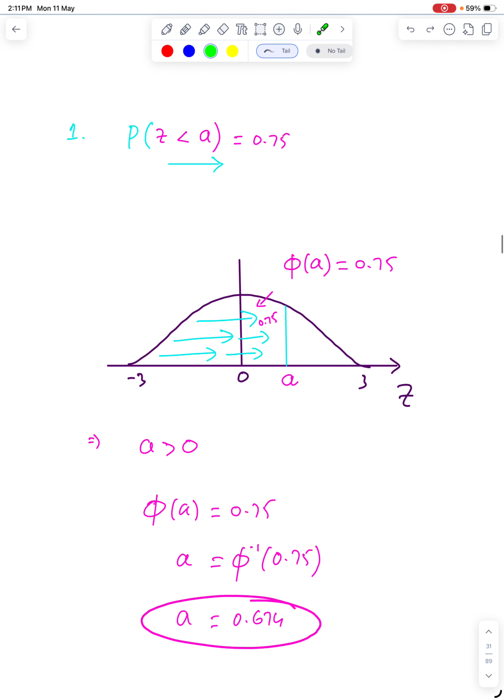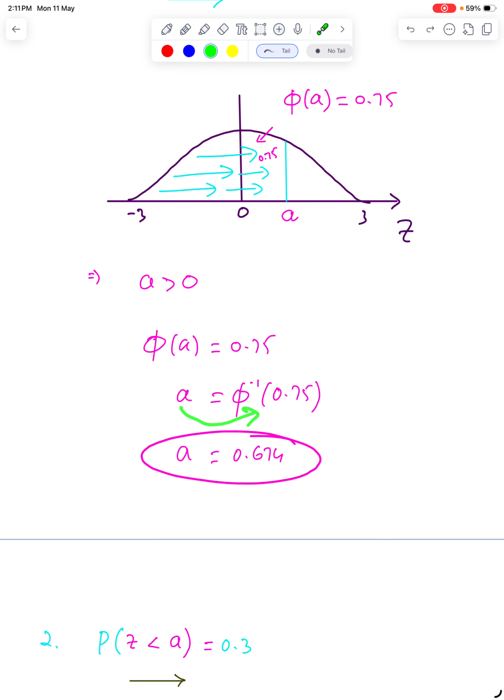Now consider this example. Since the area is greater than 0.5, the shading crosses the center line. And because of lesser sign, we shade from lower tail towards the upper tail. So here is the position of the unknown. In this case, the value A lies in the upper tail. As this is the larger area, write this as phi A is equal to 0.75. Then this will become A equals phi inverse 0.75, and then use the normal distribution table to get the value of phi inverse, which is 0.674.